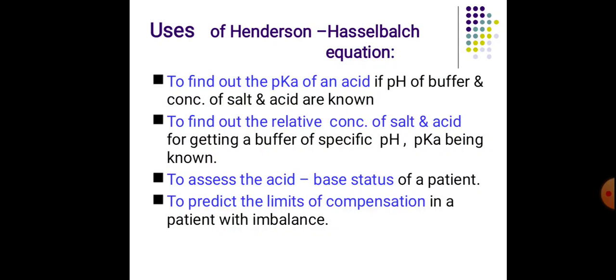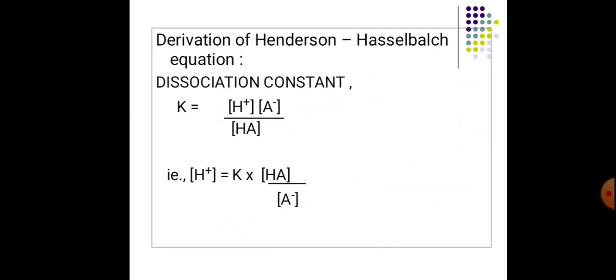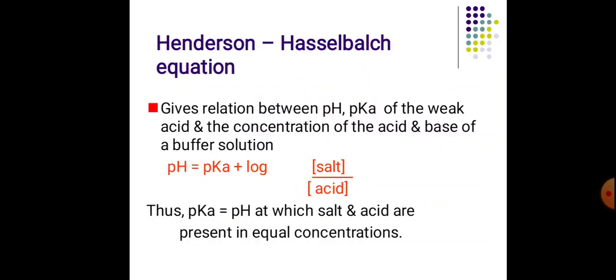So, what did we discuss today? We discussed what is buffer, what are the two components of a buffer, and then we discussed the examples of buffers. Then buffering capacity and also the effective pH range of the buffer. Then we revised the Henderson-Hasselbalch equation.